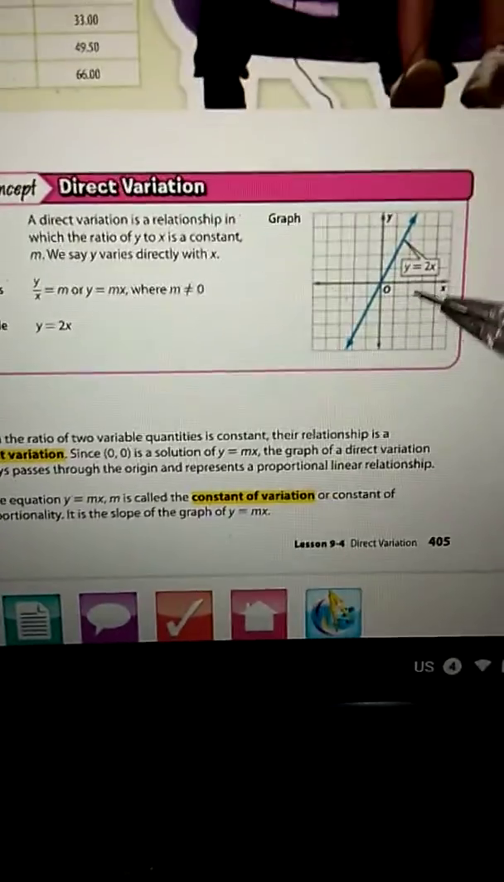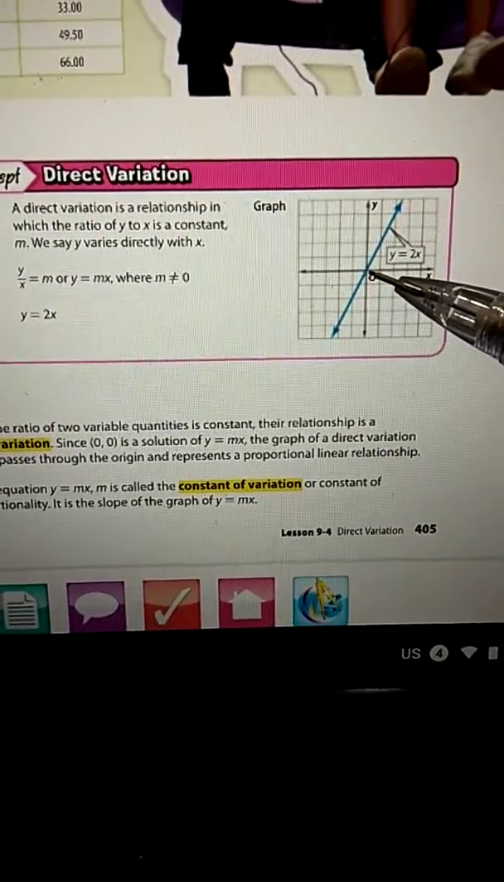You notice here again, here's one that increases by the rate of 2 over 1. If you change one place on the x, it goes up 2 on the y. That's why this constant is 2. And it goes through the origin.